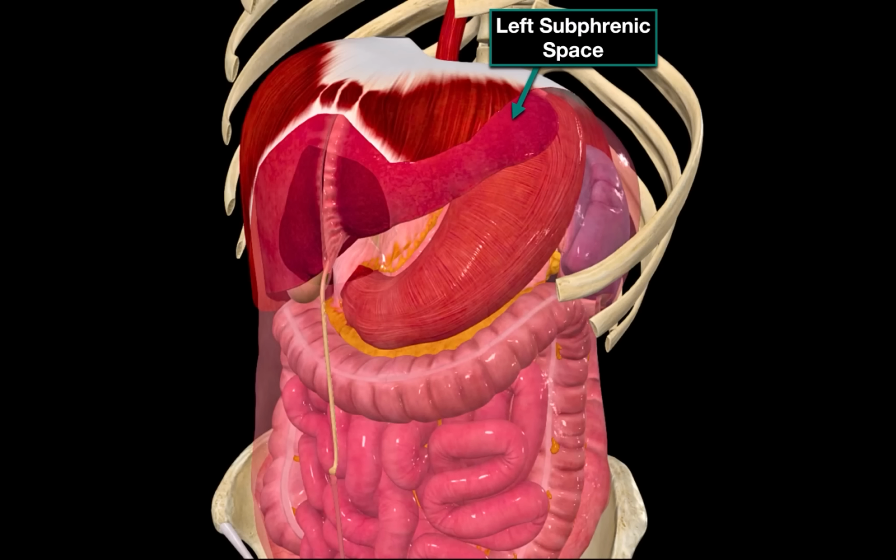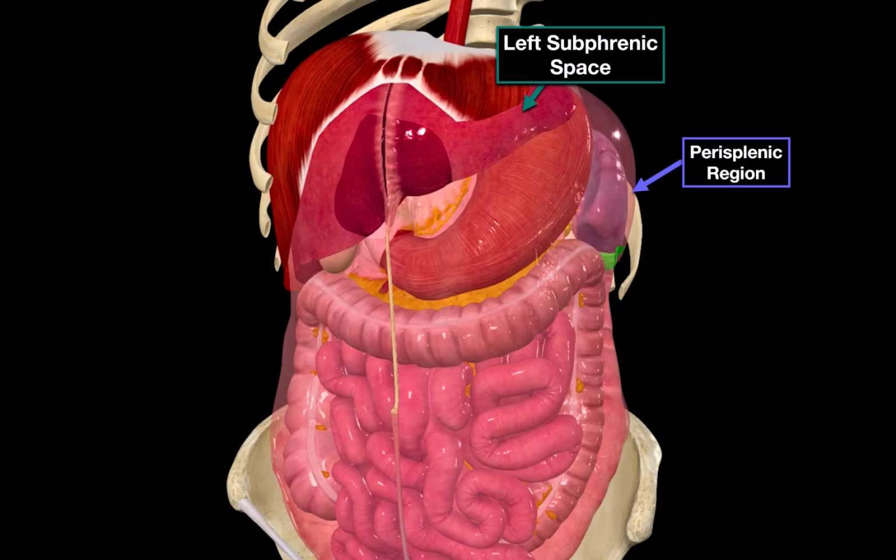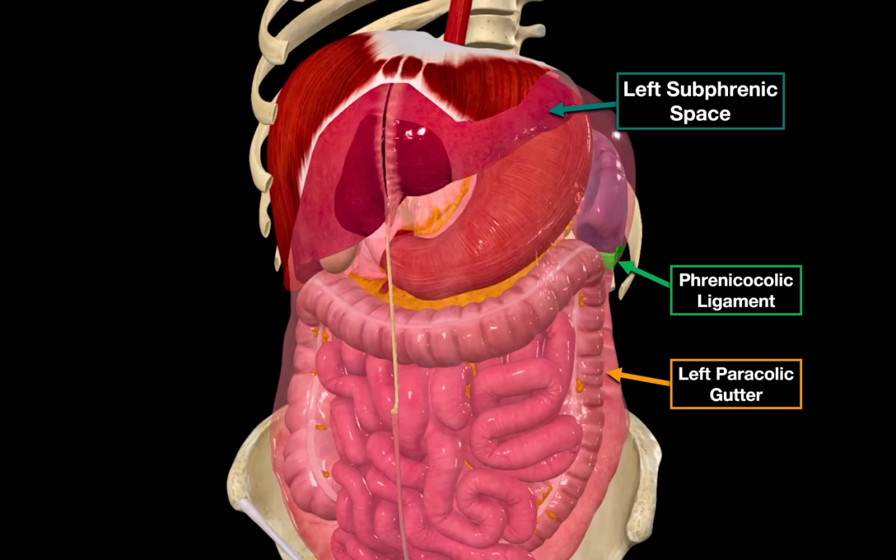The left subphrenic space sits between the diaphragm above and the left lobe of the liver, the gastric fundus, and the spleen below. Medially, it is separated from the right side by the falciform ligament, and it spreads far enough to the left to surround the spleen, so it forms the perisplenic region. But here is the major difference compared to the right side, the phrenicocolic ligament. This is a fold of peritoneum that runs from the splenic flexure of the colon up to the diaphragm, and it partially blocks communication between the left paracolic gutter and the left subphrenic space.